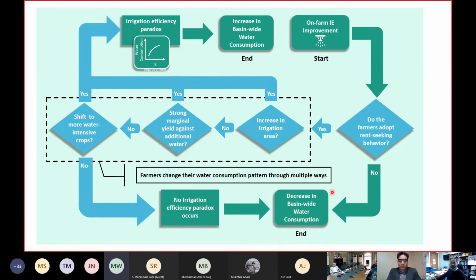If they don't do that, then of course there is going to be a decrease in basin-wide water consumption, and that would be what the policymaker would be hoping for. But as these people have pointed out in many examples around the world, the farmers do actually delve into this, and that leads to this paradox. The original intention was to save water, to have a smaller footprint, and make this water which was being diverted, for example, towards the agricultural sector, recover it somehow and make it available to other sectors. But that does not happen.